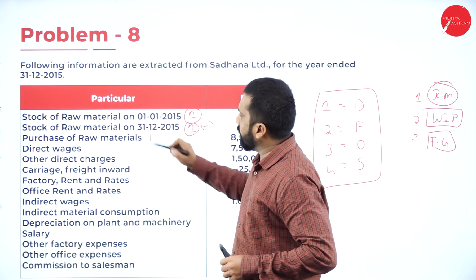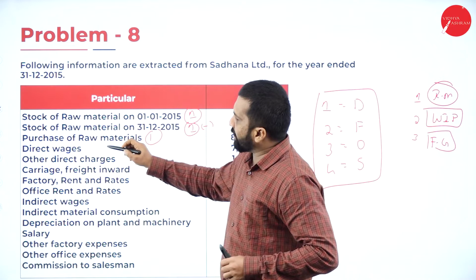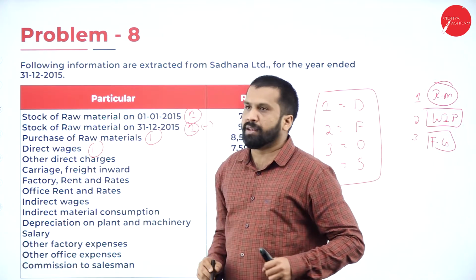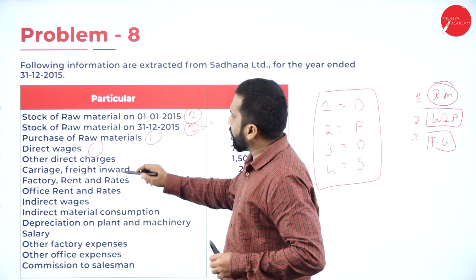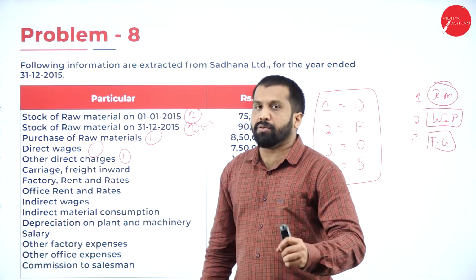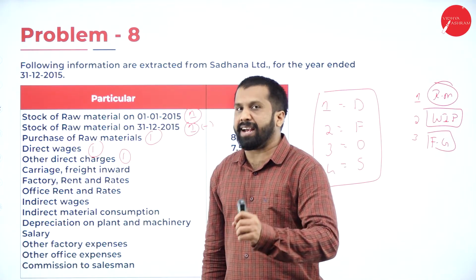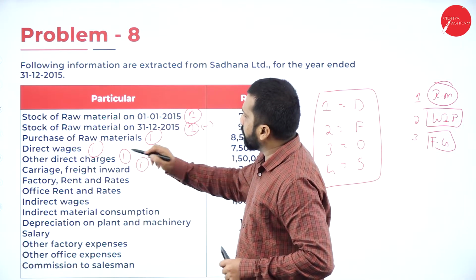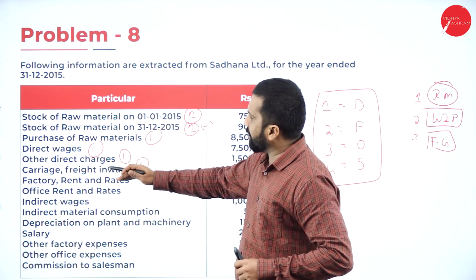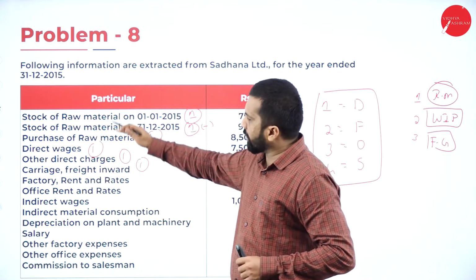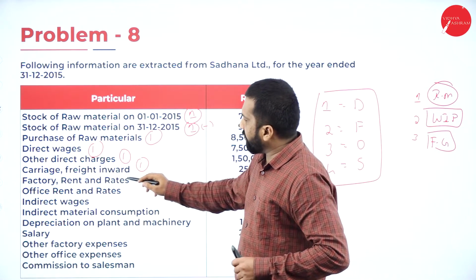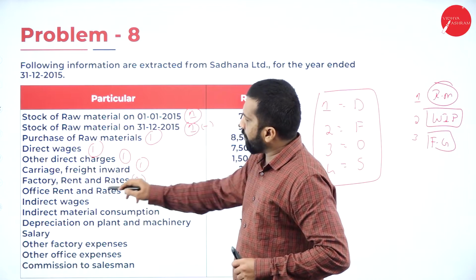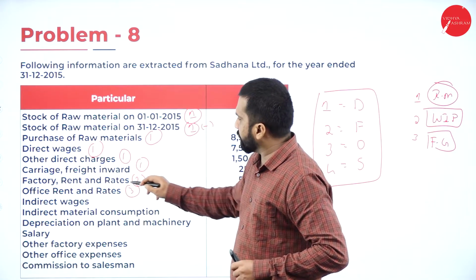Purchase of raw material 1. Direct wages 1. Other direct charges 1. Wherever you see that it is direct, it will go to 1 only. Carriage freight inward 1. So they are given in the order, so all comes under 1. Factory rent 2. Office rent 3.